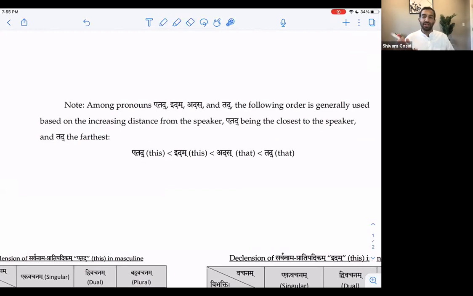So they're not necessarily interchangeable, but this rule is not stuck to very closely, right? Sometimes you use etad and idam almost similarly. But this is the general rule, what you see on the screen.